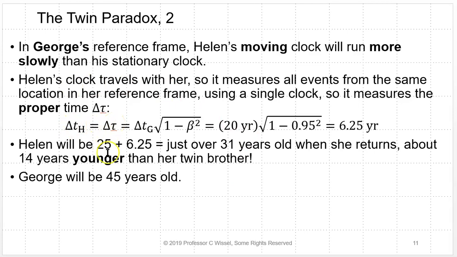That's the proper time. That equals delta t for George, that's Earth time, times the square root of the quantity 1 minus beta squared. So we take our 20 years, take the square root of the quantity 1 minus 0.95 squared, and we wind up with 6.25 years. So Helen will only be 31.25 years old. She's about 14 years younger than her twin brother. George will be 45 years old.